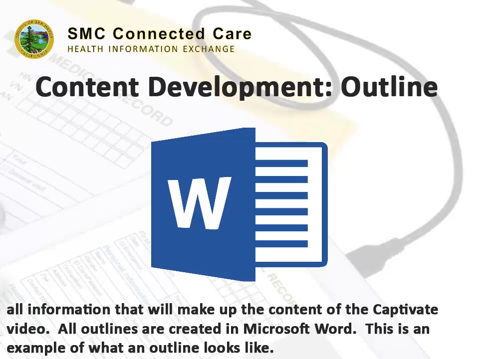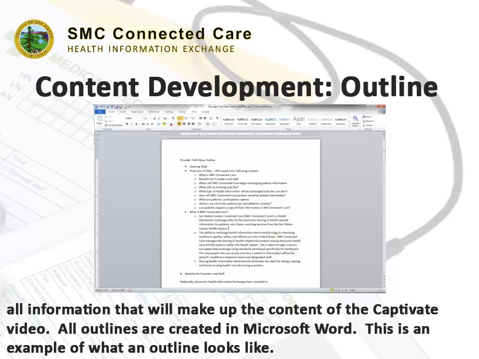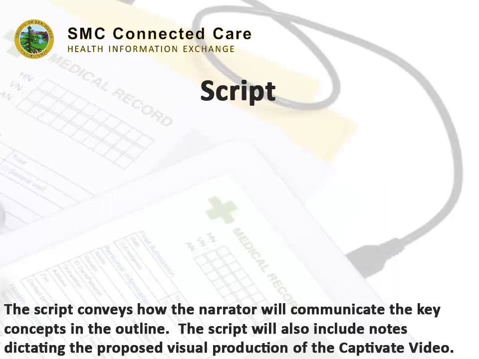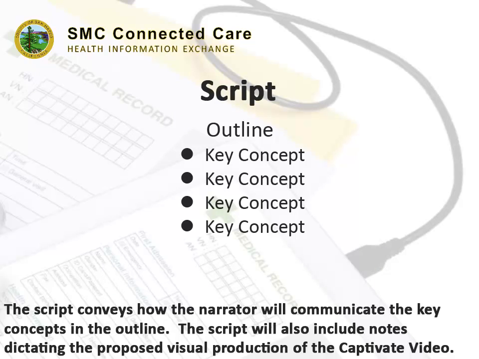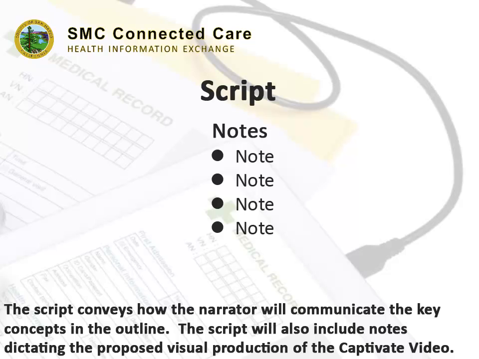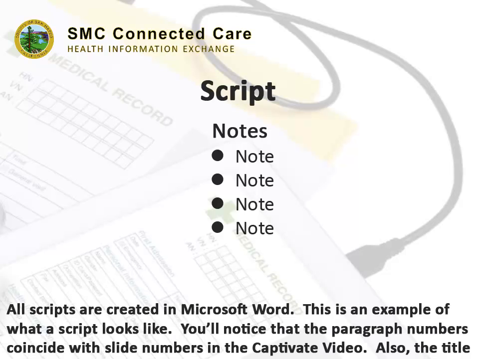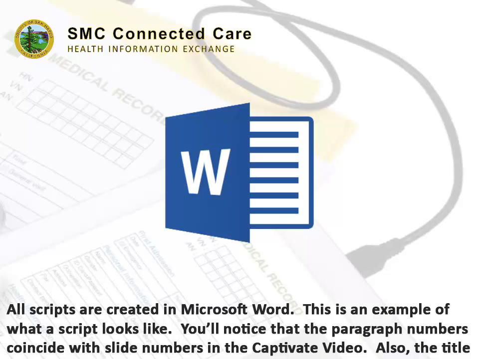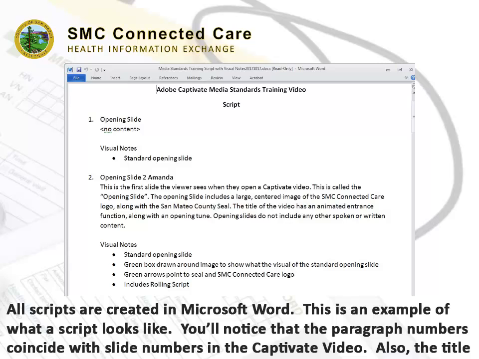This is an example of what an outline looks like. The script conveys how the narrator will communicate the key concepts in the outline. The script will also include notes dictating the proposed visual production of the Captivate video. All scripts are created in Microsoft Word. This is an example of what a script looks like.